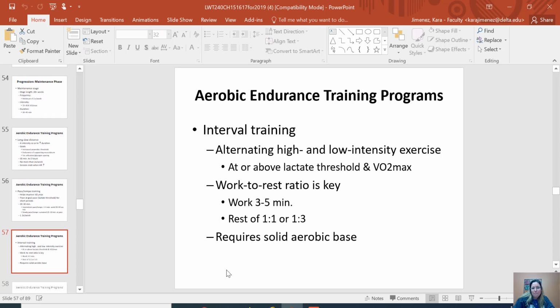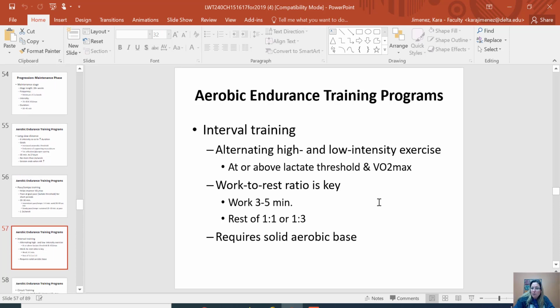Interval training is another pretty popular method, alternating high and low intensity exercise. So normally, you work for 3 to 5 minutes and then you maybe rest. Or again, maybe I'm going to run on the treadmill at 5 miles an hour for 3 minutes, and then I'm going to walk at 3 miles an hour for 3 minutes. So that would be a 1-to-1 ratio.